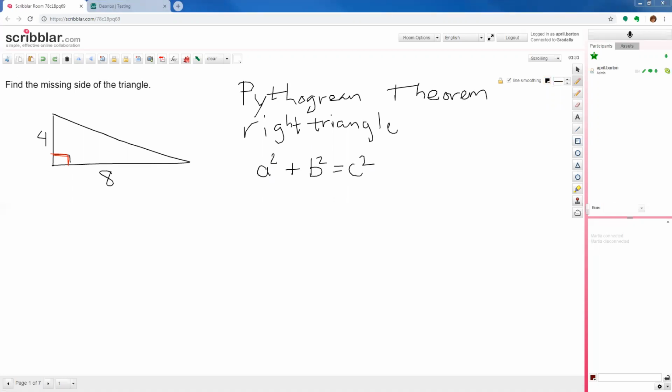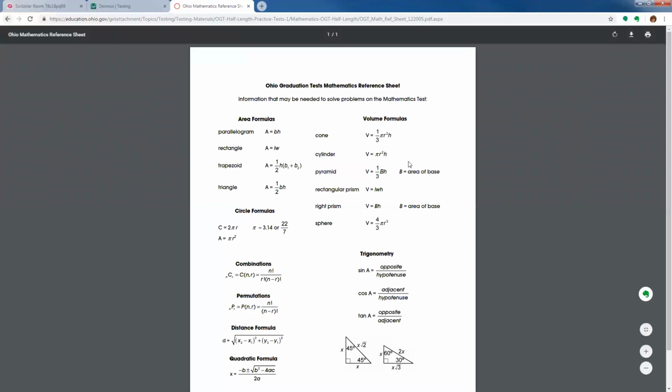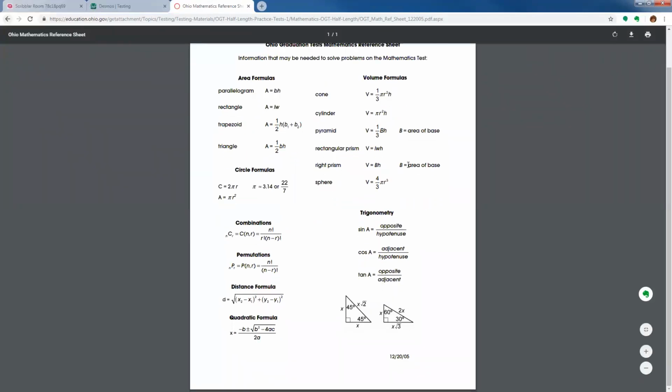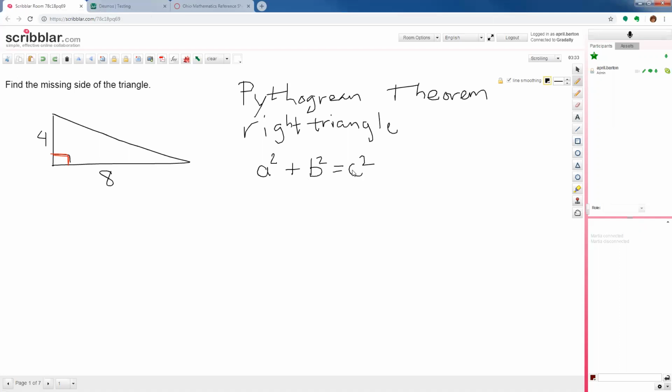It's been years. I am pretty sure you do have to have this one memorized. I'm going to pull up the reference sheet really quick to double check. Let's see. Yeah, it is not on this formula sheet. So if you need to use the Pythagorean theorem, they're going to expect you to have this memorized.